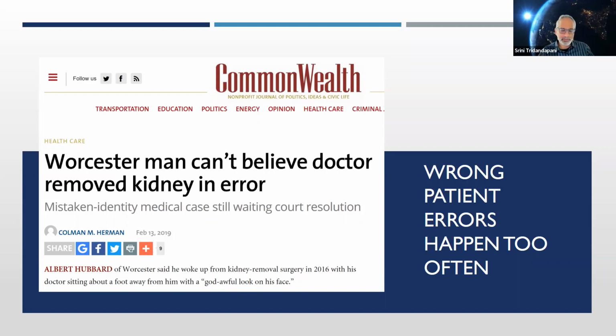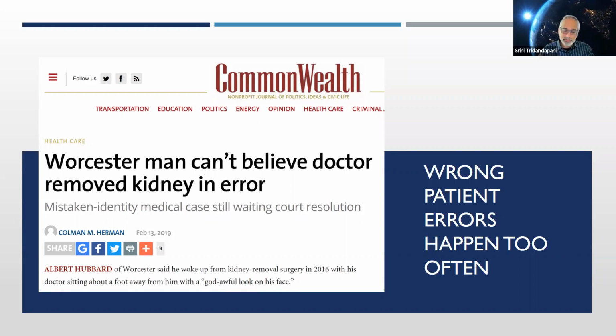What happened? Well, it turned out Albert Hubbard had come into the urologist because he had blood in his urine. The urologist said, go get a CT scan of the abdomen. So they got a CT scan of the belly, and on that CT scan, they found the patient had a 7-centimeter tumor in the kidney. And so the urologist has the patient come back to the operating room in 10 days.